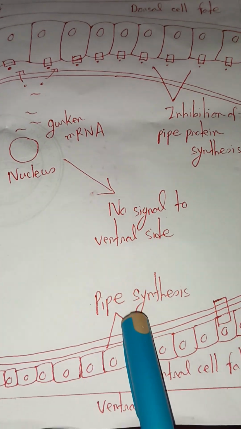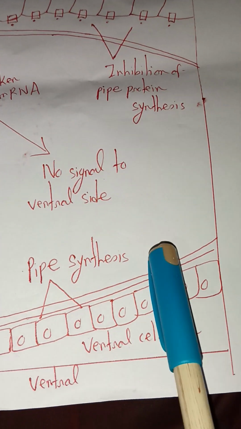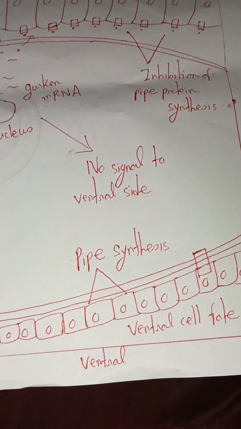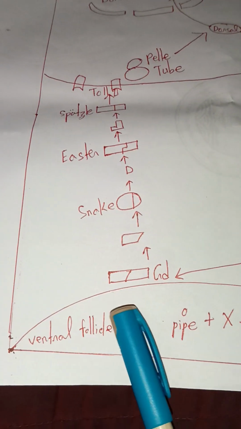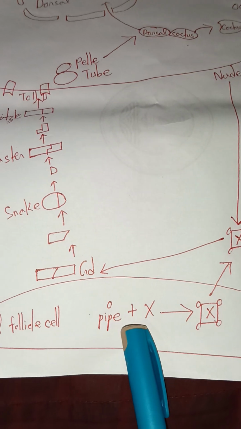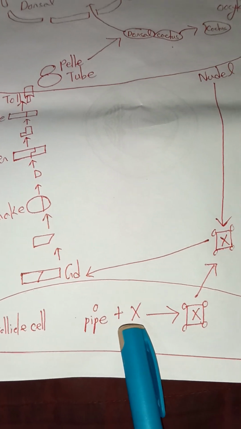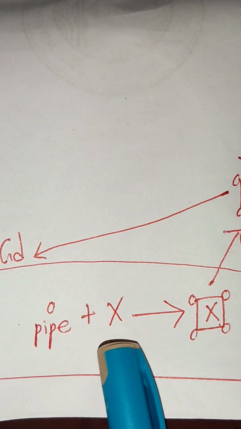Okay, so as a result, there is a synthesis of what? Pipe occurs. Now zoom here to see what is happening in this ventral side. So in the ventral follicular cell, as this Pipe synthesis occurs, it activates an unknown factor X. So this Pipe activates the unknown factor X.